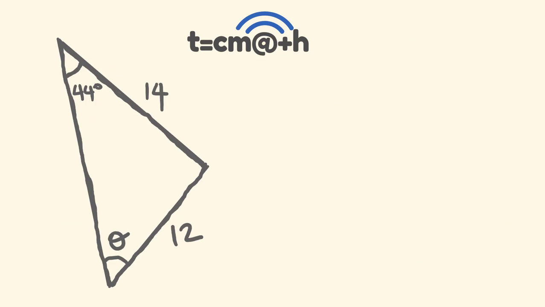Okay, for this particular example here, we have a non-right angle triangle. We have an angle of 44 degrees that opens out to a side length of 12. We have an angle here that we're going to be trying to find that opens out to a side length of 14. So we're going to be using the following formula.